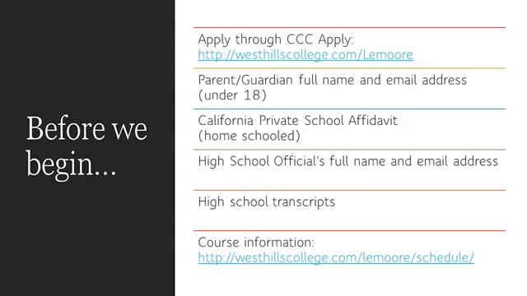If you are homeschooled, you need to provide a copy of the State of California Private School Affidavit. You should also prepare to provide the full name and email address of the school official who will be approving your dual enrollment form. This is typically your counselor or the school principal.